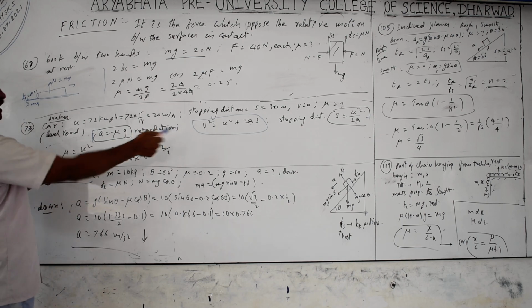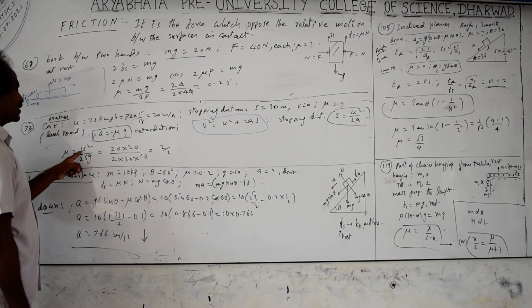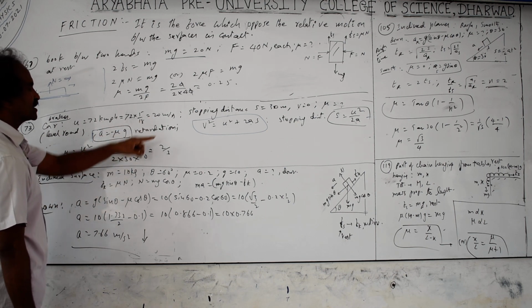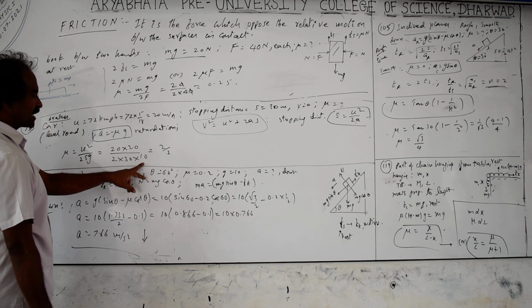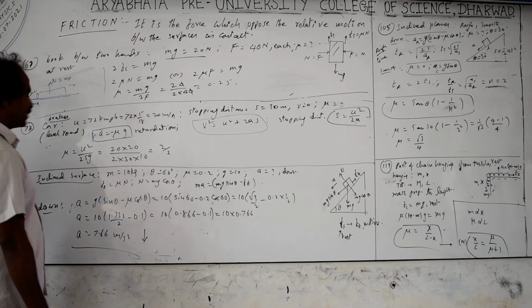So from this a, substituting, mu equals u squared by 2sg. u squared is 20 into 20, divided by 2 into the stopping distance of 30 meters, and g is 10, which I did not mention in the question. The calculation will give mu equal to 2 by 3.